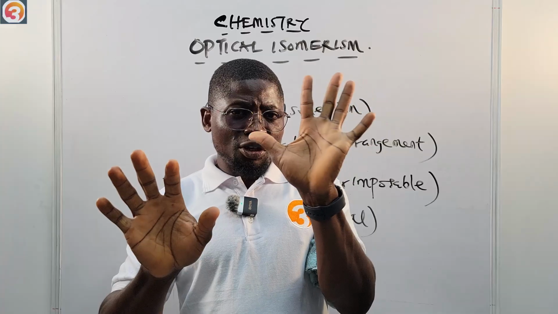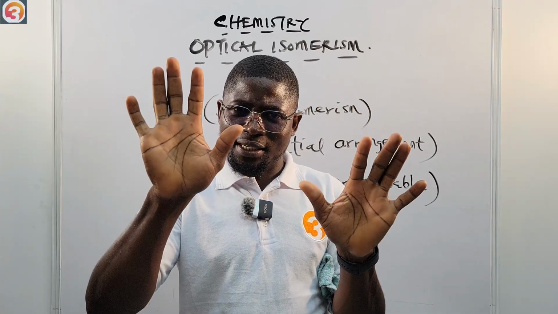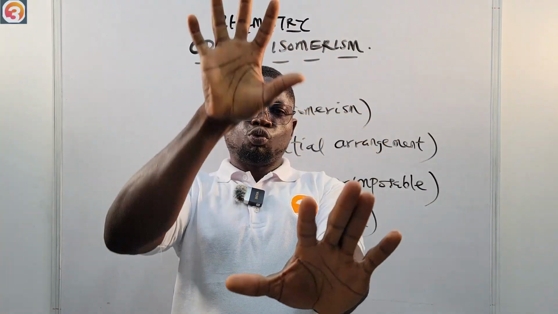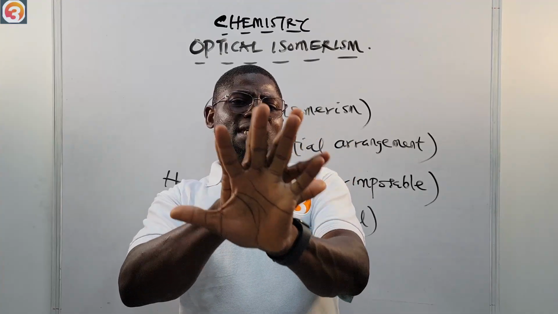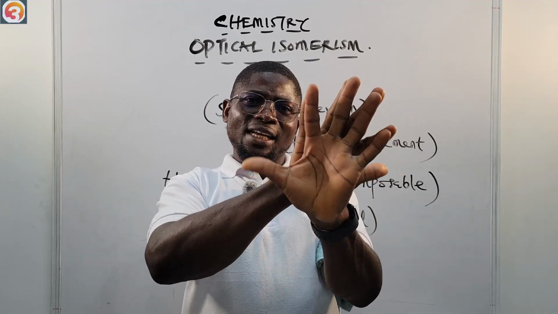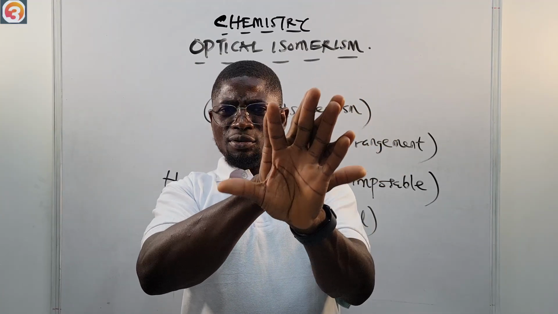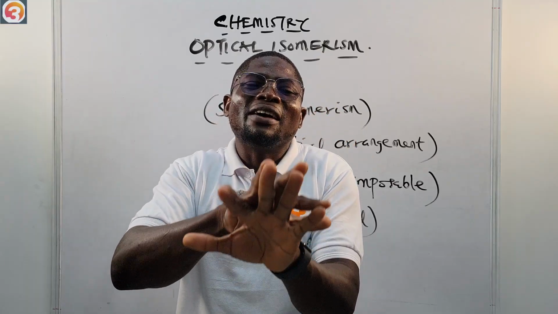Like I said, if you put your hand in the mirror like this, this is what you'll be seeing. So if you now try to superimpose them, put one on top of the other like this, you'll see that this thumb and this thumb are pointing in different directions. As you can see, they will never ever fit.